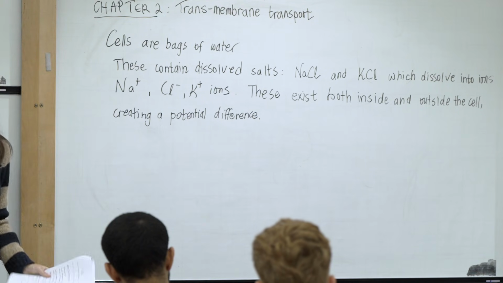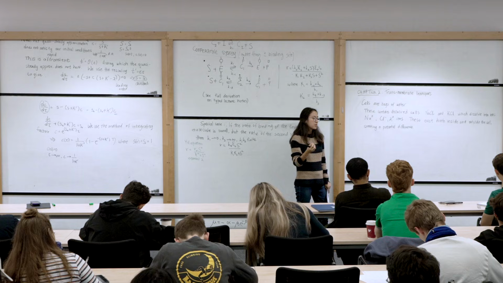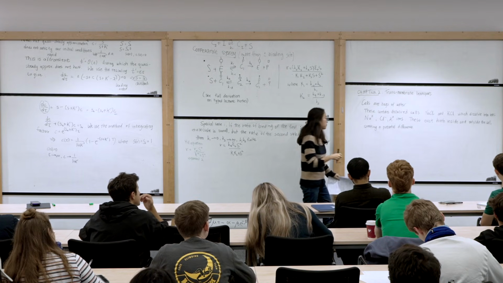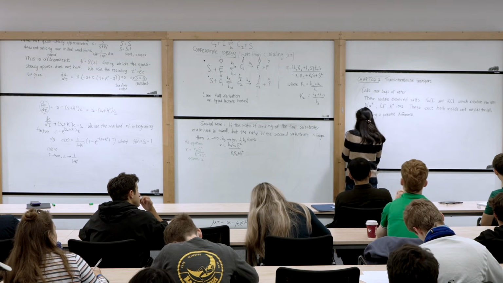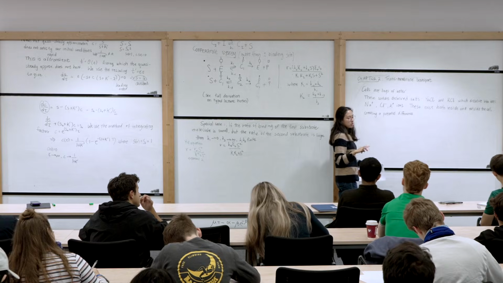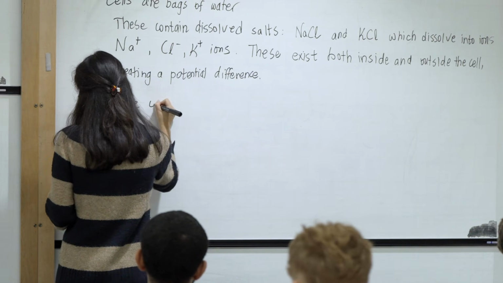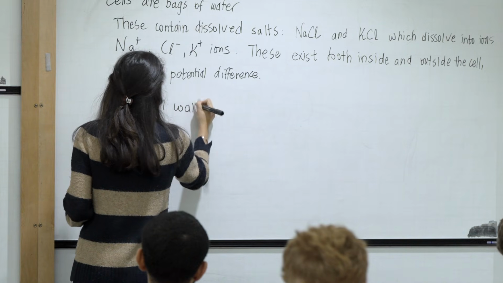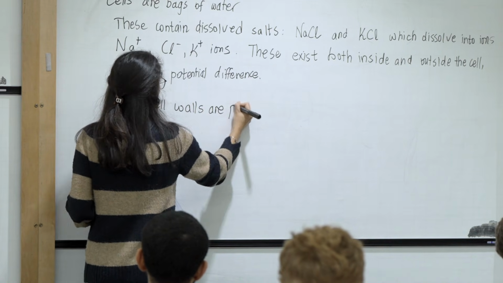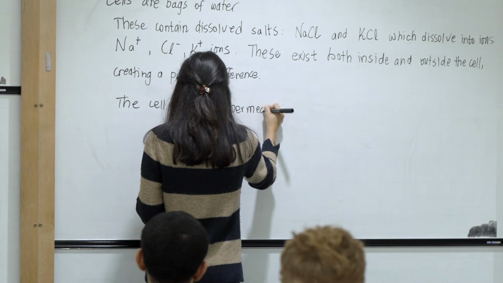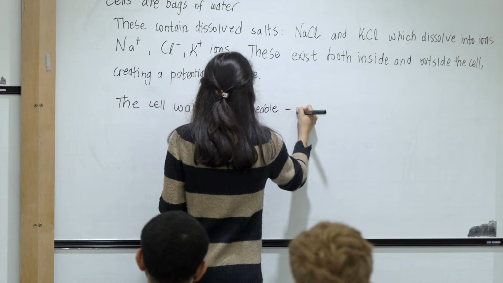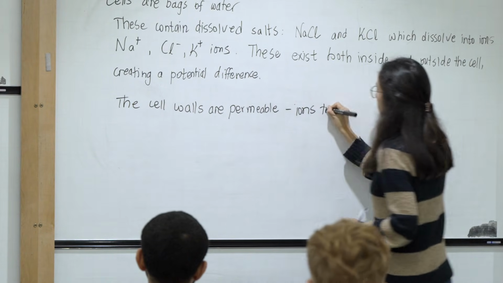Okay, and the walls are basically permeable, which means that they have holes and they allow this movement. And you can also have pores that are basically channels or so-called gates. It will become clear what those mean in a second. So I'll say the cell walls are permeable. Ions are transported through the membrane.